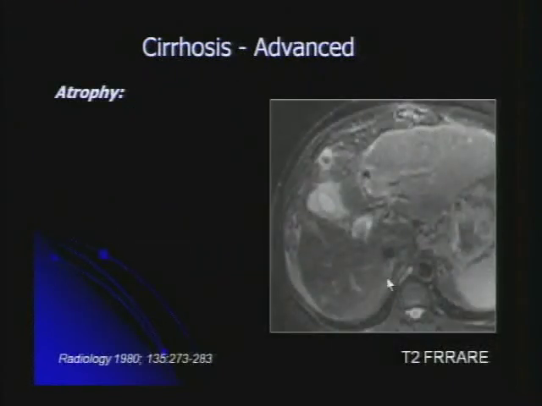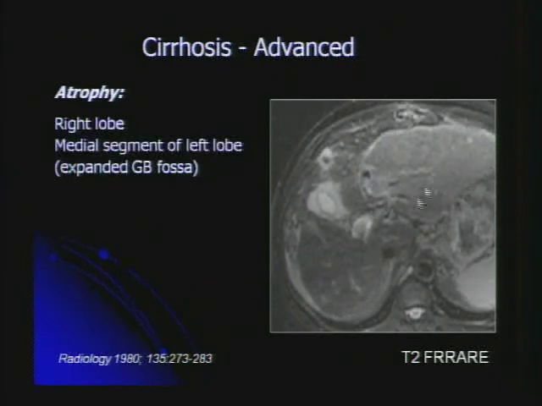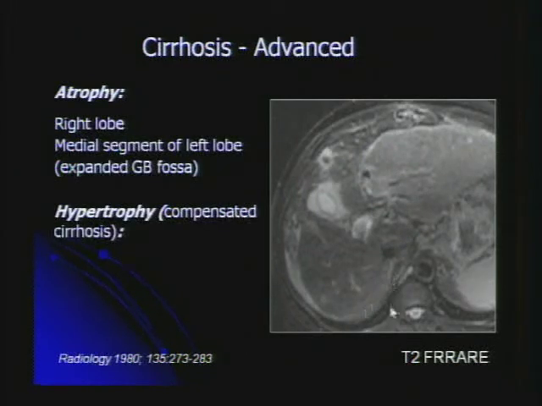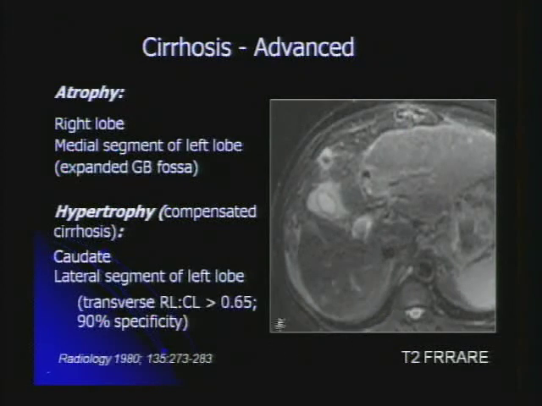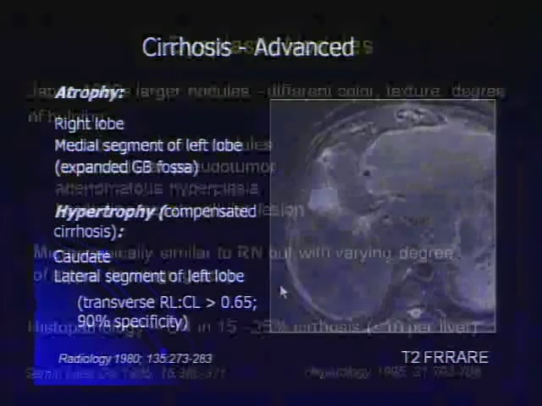Obviously, advanced cirrhosis is easy to characterize. As you get atrophy of certain segments, you can get hypertrophy of the lateral segment or of the caudate lobe in compensated liver disease. Some people advocate measurements of all these segments. I'm really not into that. You should be able to tell just by eyeballing what's going on.